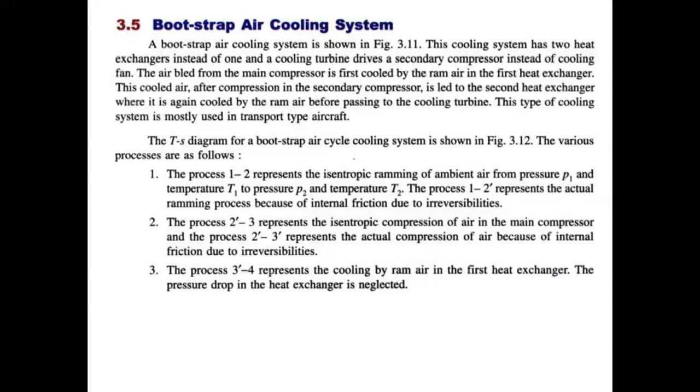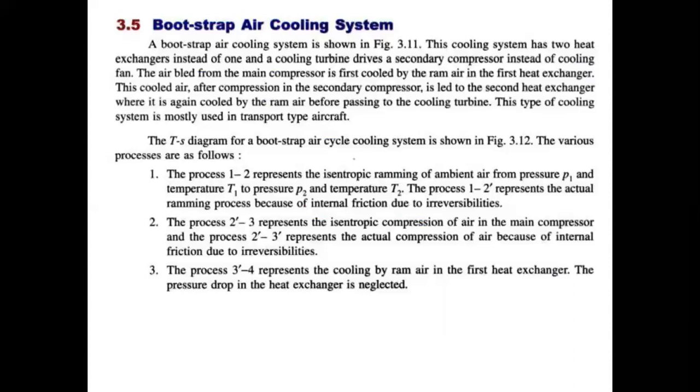So let's see what they are saying. This cooling system has two heat exchangers instead of one, and a cooling turbine driving a second compressor instead of cooling fans. The air drawn from the main compressor is first cooled by the rammed air in the first heat exchanger, and secondly, the cool air after compression in the second compressor is led to the second heat exchanger, where it is again cooled by the rammed air before passing through the cooling turbine.